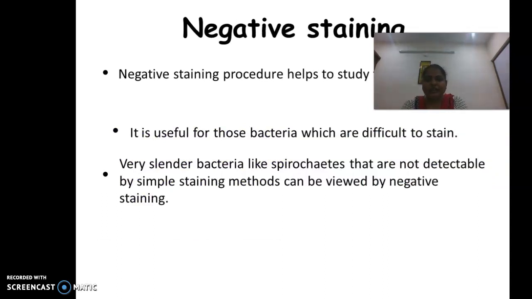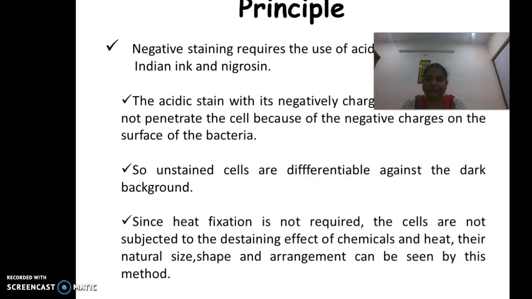So we have already learnt about positive staining, now let's learn about negative staining. The negative staining procedure mainly helps to study the cell morphology. It is useful only for those bacteria which are difficult to stain, because there are very slender bacteria like spirochetes that are not detectable by staining methods, and they can only be viewed by the negative staining method.